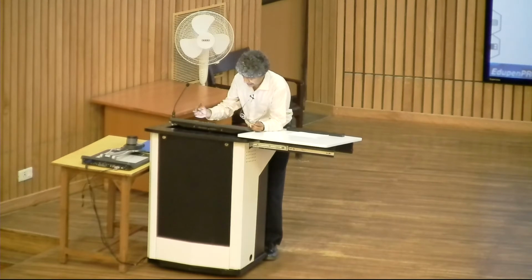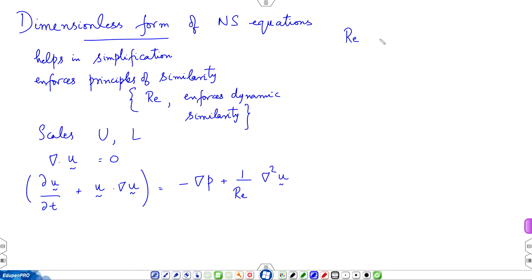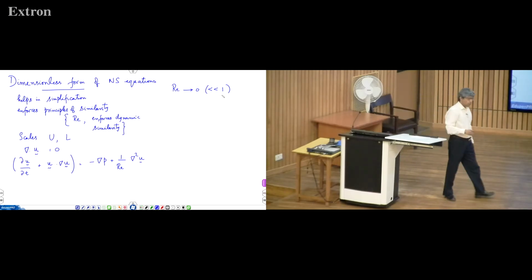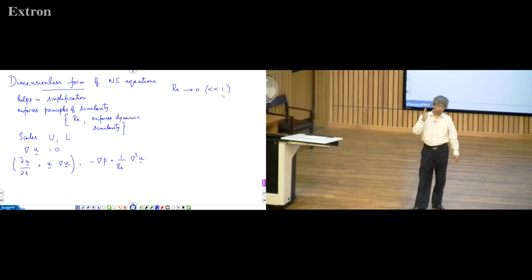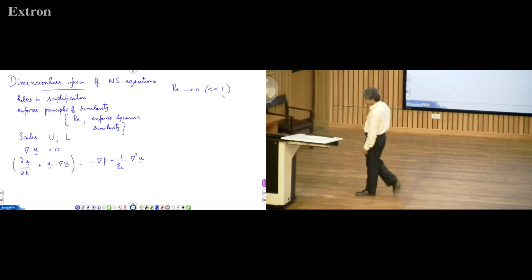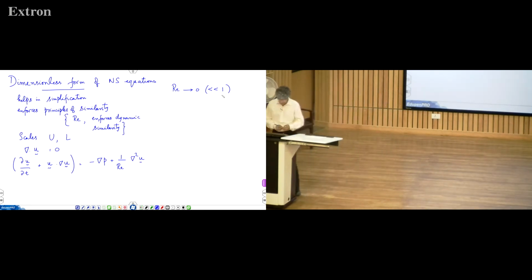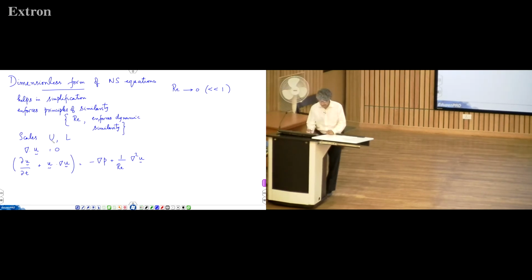Now, looking at some limiting cases. So, in books they may say RE going to 0, but that is not as specific as saying RE is small compared to 1. RE is a dimensionless quantity. So, if you want to say RE is small, it is relative to unity. If you say RE is large, it is relative to unity. Okay, so that assumes that you have picked the scales capital U and capital L suitably.